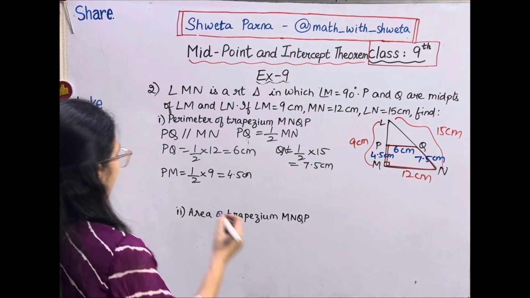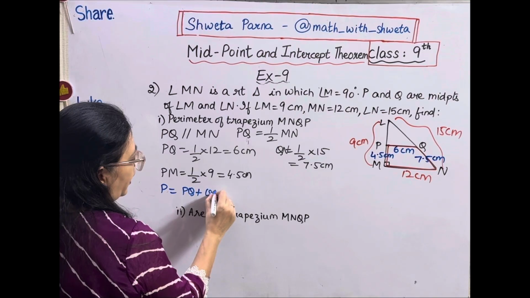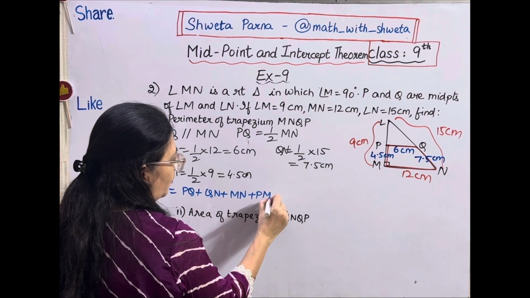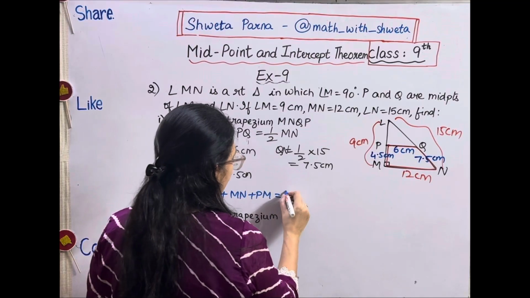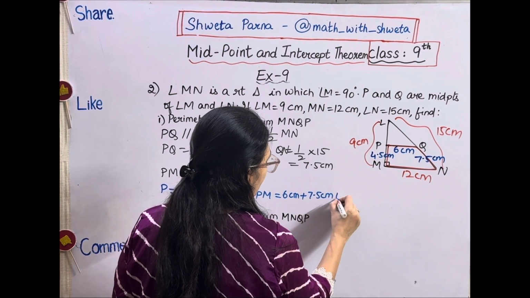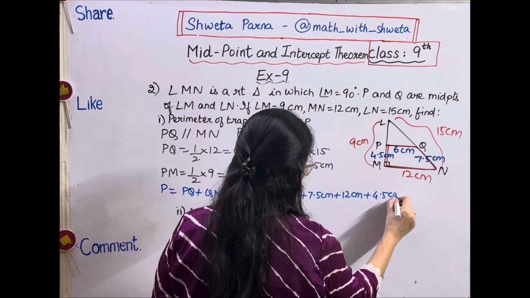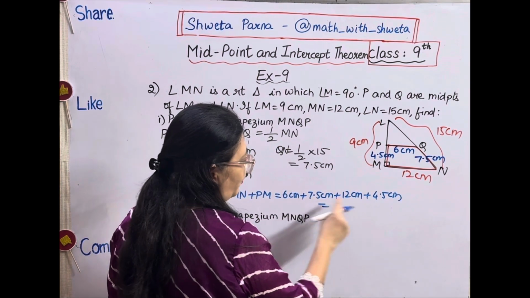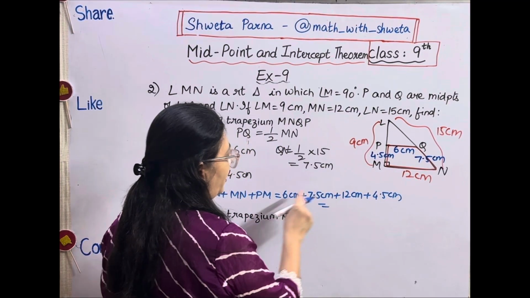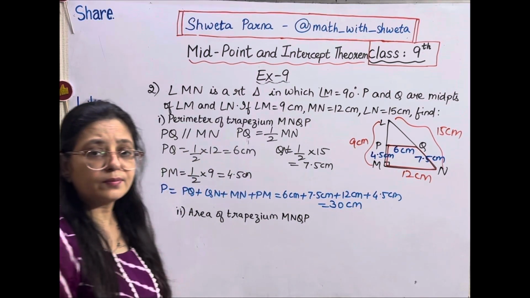Now you can find the perimeter. So perimeter is PQ plus QN plus MN plus PM. Correct? Sum of all the sides. So it is 6 centimeter plus 7.5 centimeter plus 12 centimeter plus 4.5 centimeter, which is equal to 7.5 plus 4.5 is 12. 12 plus 12 is 24. 24 plus 6 is 30.